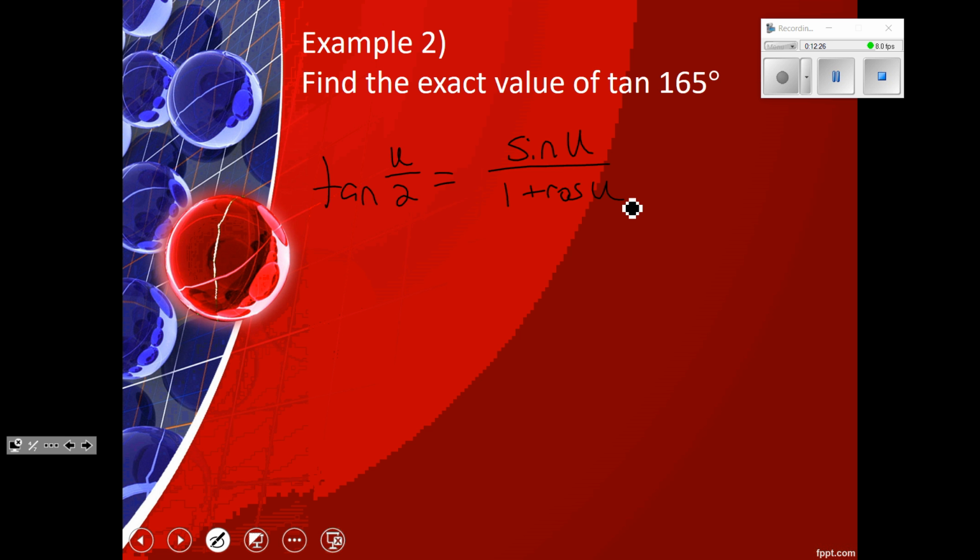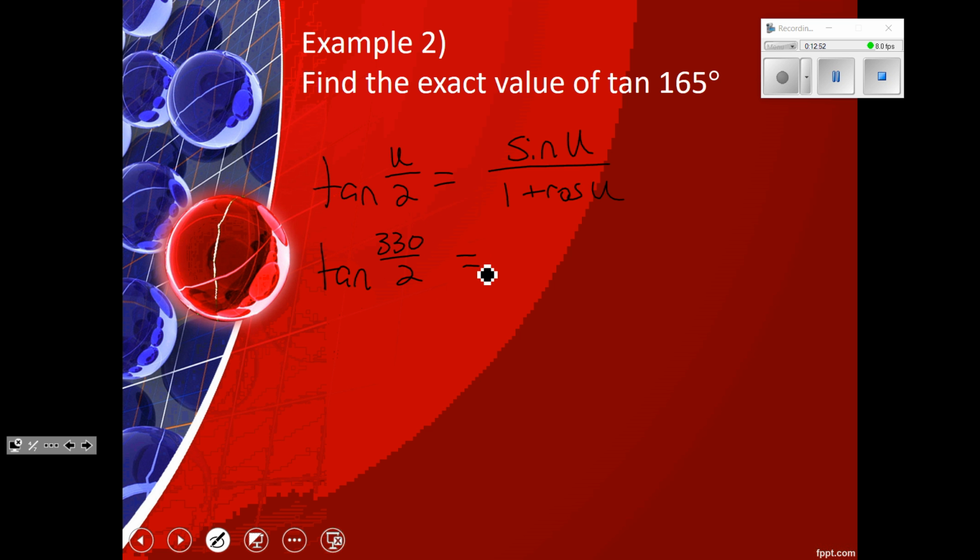What does that make you? 330. How'd you get 330? You just take 165 and times it by 2. You double it. Does that make sense? The angle you use in the formula is the double, or multiplied by 2, of the half angle you're looking for. Okay? So we're going to use the tangent of 330 divided by 2.